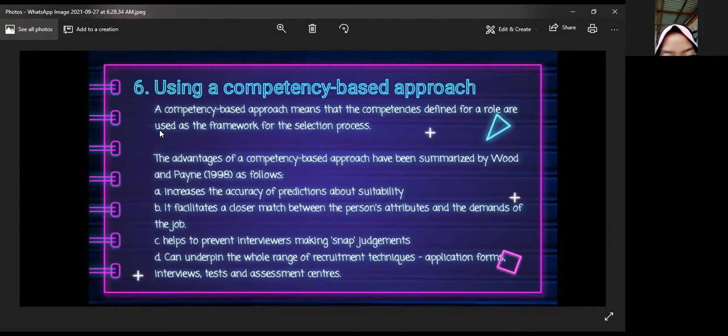The advantages of a competency-based approach have been summarized by Wood and Payne, 1998, as follows. A, it increases the accuracy of predictions about suitability. B, it facilitates a closer match between the personal attributes and the demands of the job. C, it helps to prevent interviewers making snap judgments. And D, it can underpin the whole range of recruitment techniques: application forms, interviews, tests, and assessment centers.